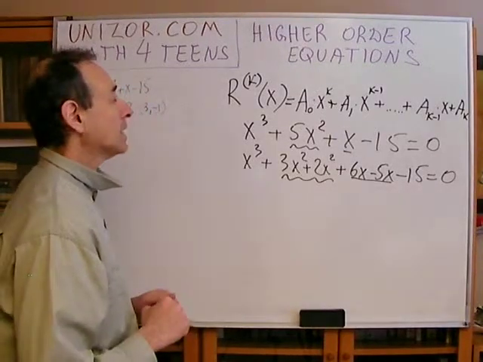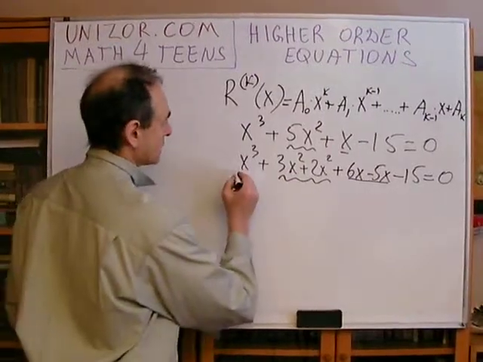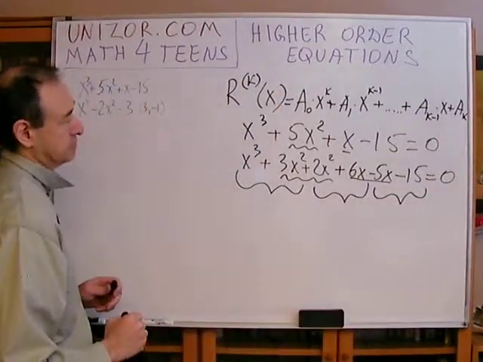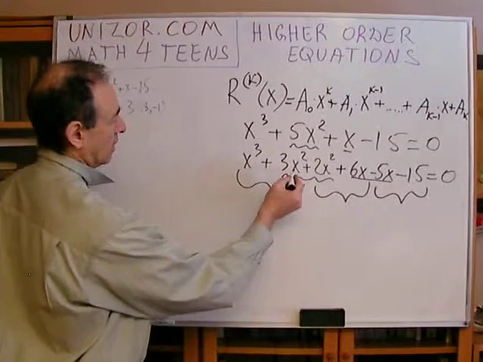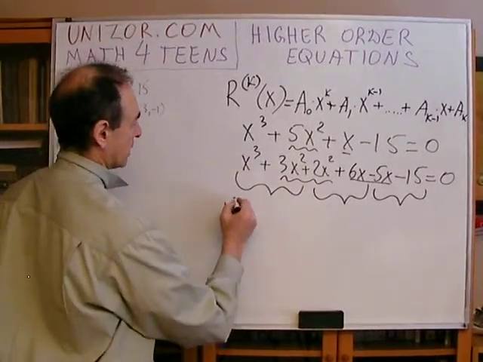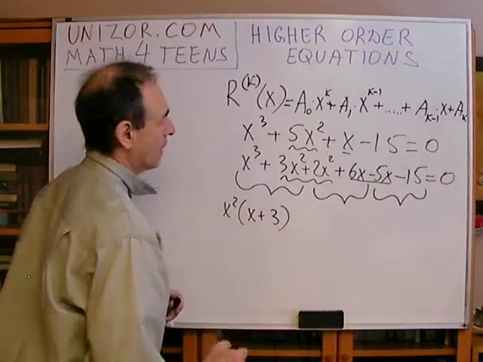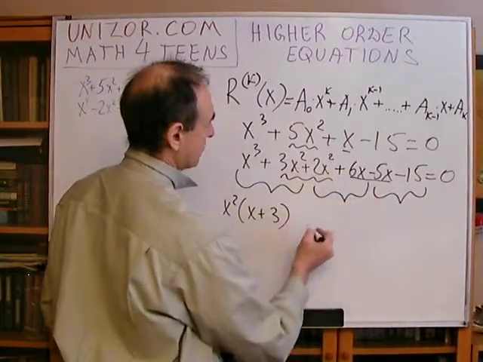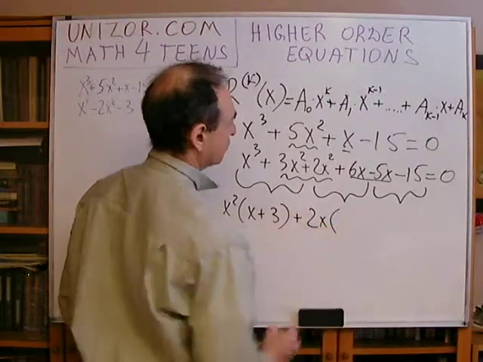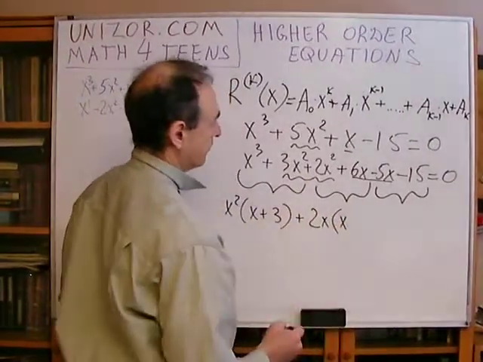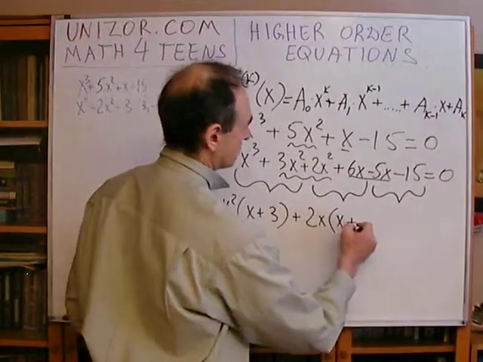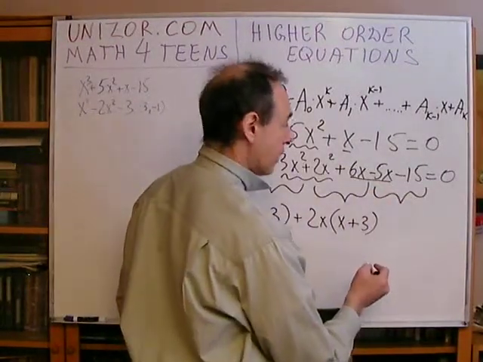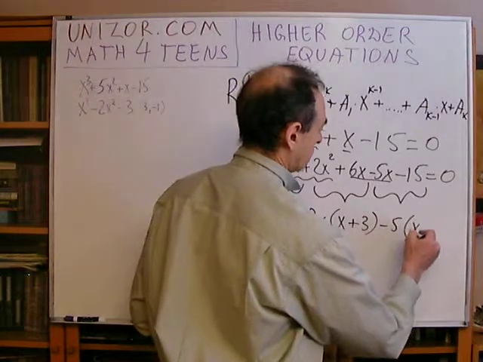Now, why did I do it? Here is why. Now let's consider pairs. One pair, second pair, and third pair. You can factor out x squared here, and you will have x squared times x plus 3. You can factor out 2x from the second pair, 2x squared plus 6x. Factor out 2x. What will be left? From 2x squared, you will have x. And from 6x, if you factor out 2x, you will have 3. Finally, minus 5x minus 15, the third pair, I will factor out minus 5, and I will have x plus 3.